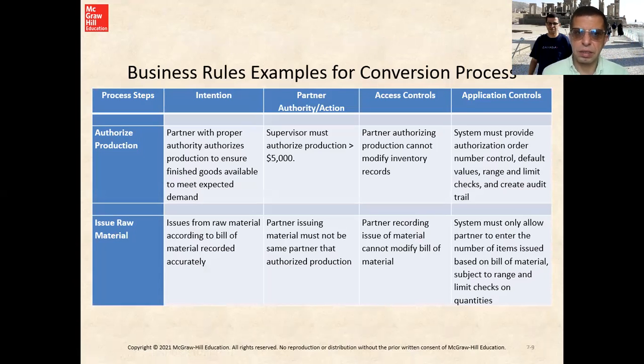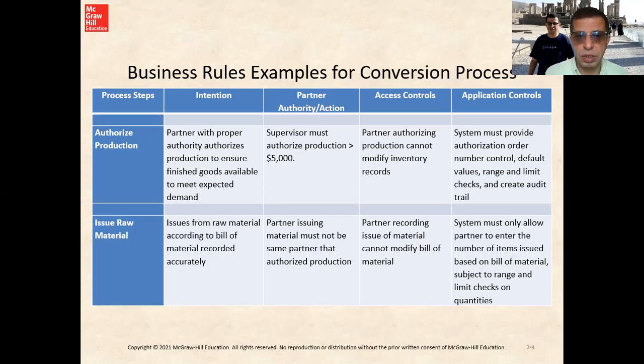So in this case, the business rules example for the conversion process is that there is a process step, which is, as we said, an authorization of production, and there is issuing a raw material. So there are two steps in it. One is authorizing and one is issuing.